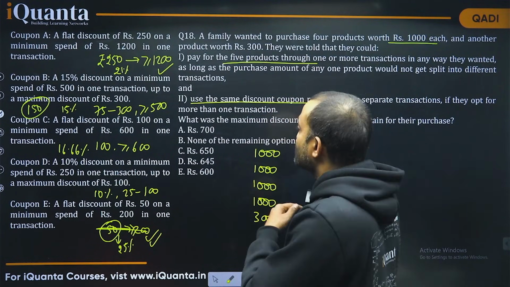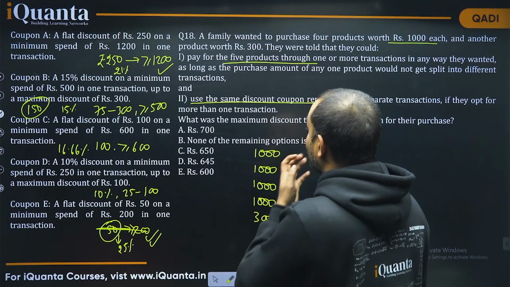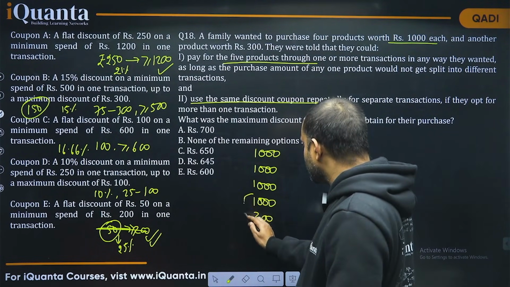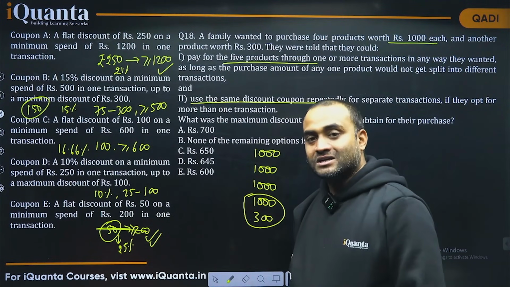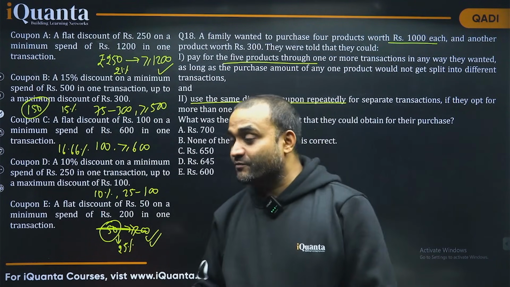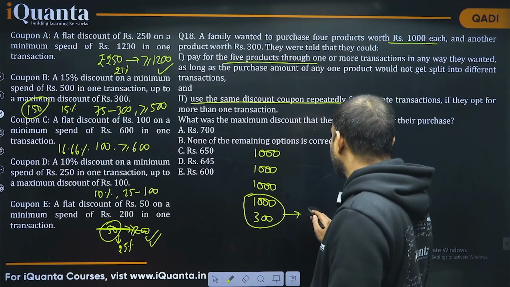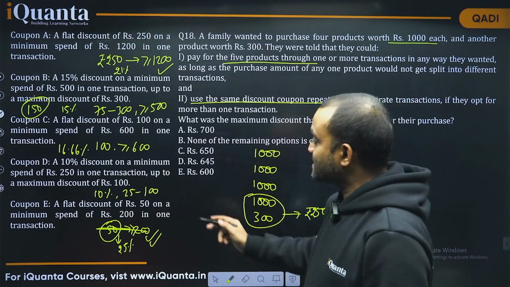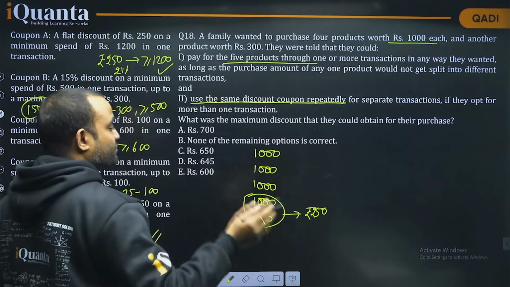So how do we pay for it? First of all, what we can do is we can pay for these two together. 1000 plus 300 is 1300, and for that, we are going to again get a discount of 250 rupees, right? Because the maximum discount we are getting in terms of percentages is here.